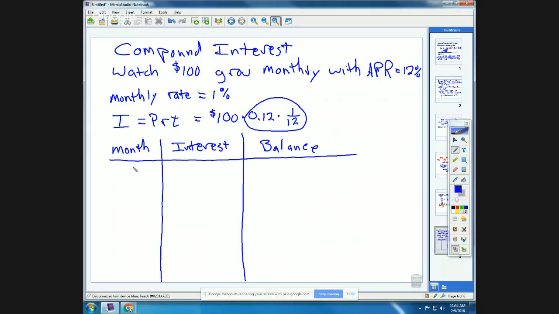So I just like to put a 0 month in here. There's no interest, and I have $100 sitting there. Then a month goes by, and I get to calculate 1% of $100. And so I get $1. So my new balance is then 101. And another month goes by, and I get to calculate 1% of my previous balance, which is 101. And see, that's going to be $1.01. And so when I have it on here, I'm going to get 102.01.